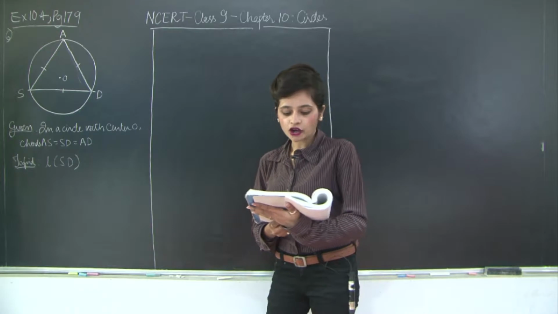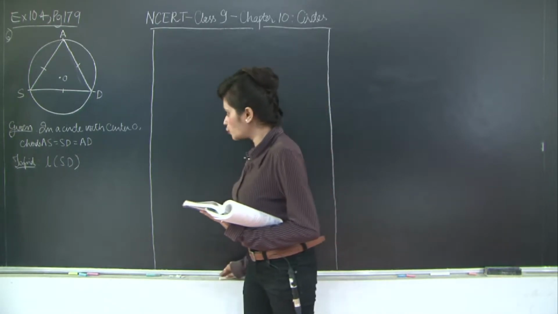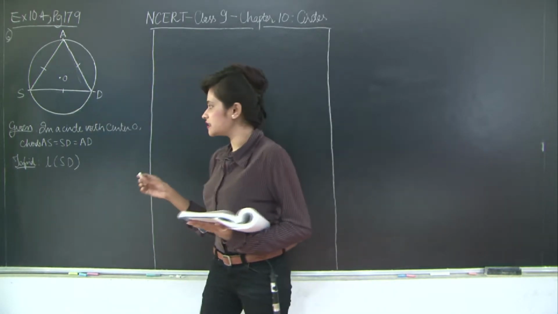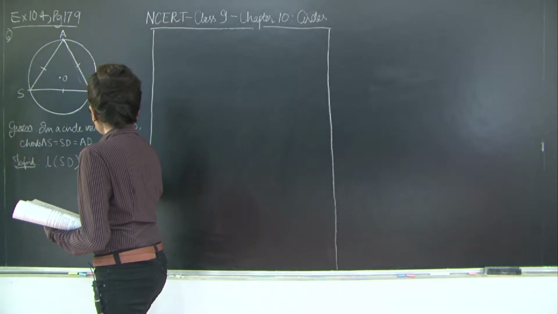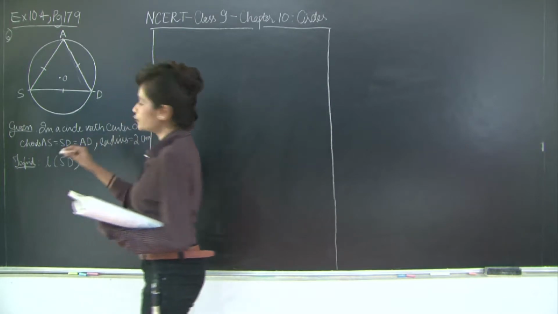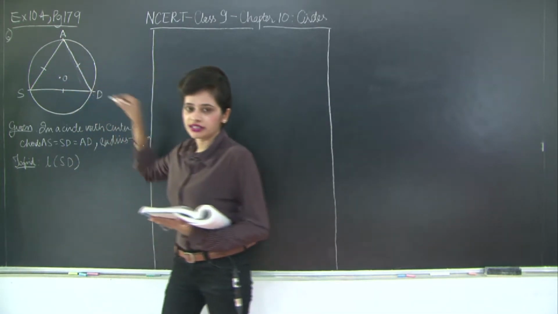A circular park of radius 20 meter is situated in a colony. So you have a circular park out here. The radius is 20 meter. So here I'll just say radius is equal to 20 meters. So if you notice, OA is equal to OS is equal to OD.